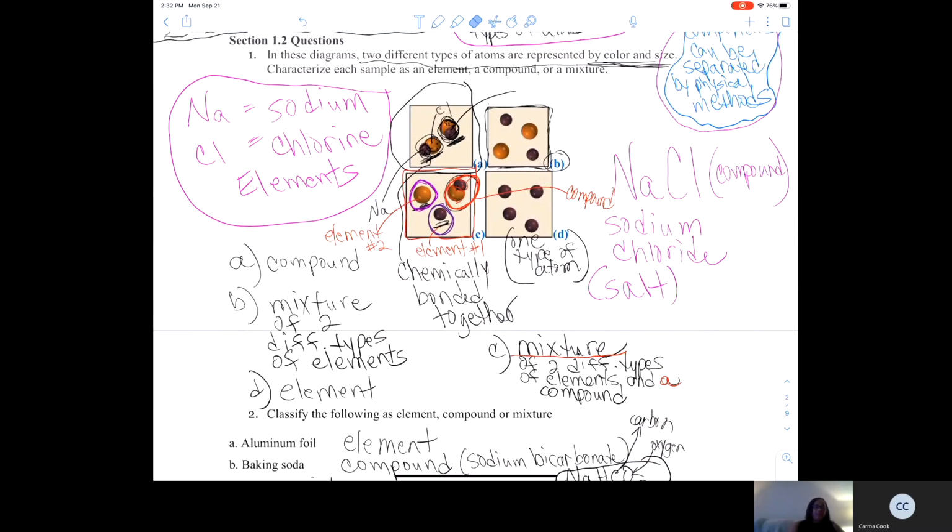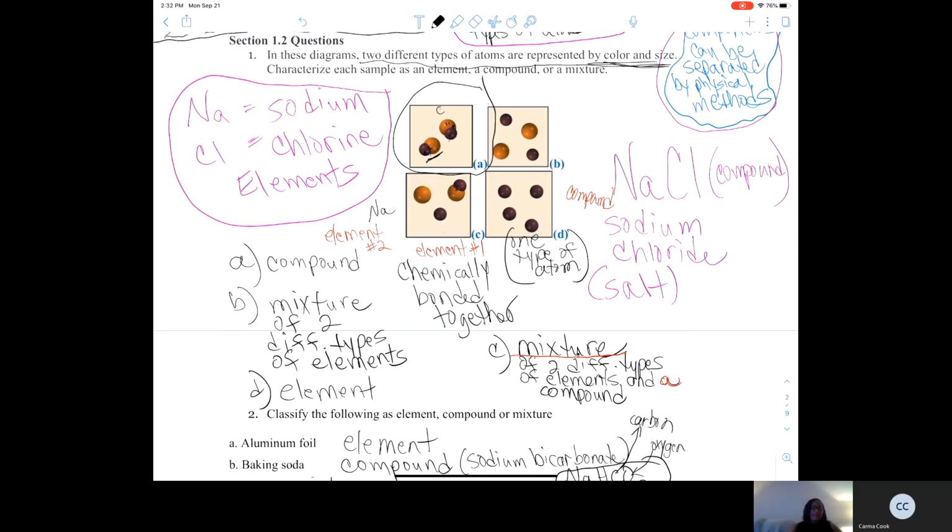So for these questions, question 1, panel A represents a compound because each of these two different circles, one dark brown, one light brown, represent a different element. So a compound is a combination of two or more different types of elements. So panel A is a compound.